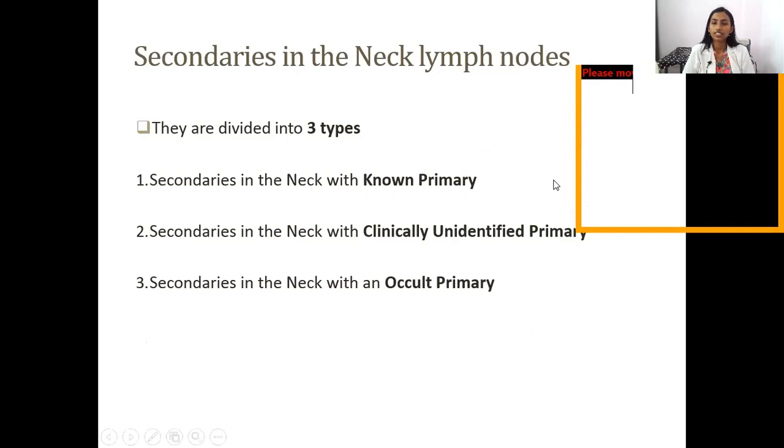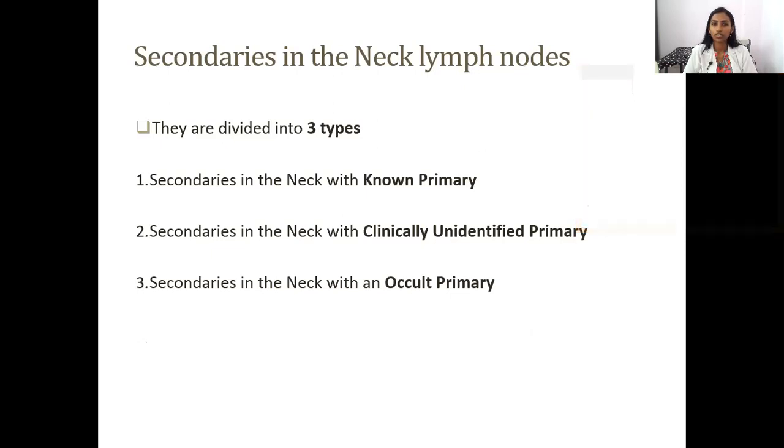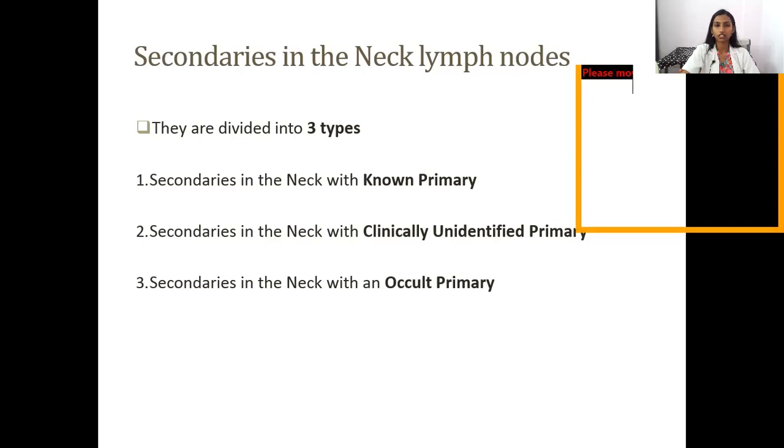So secondaries in the neck lymph nodes are divided into three types. Secondaries in the neck with known primary, secondaries in the neck with clinically unidentified primary, and secondaries in the neck with an occult primary. So you have three types of secondaries.